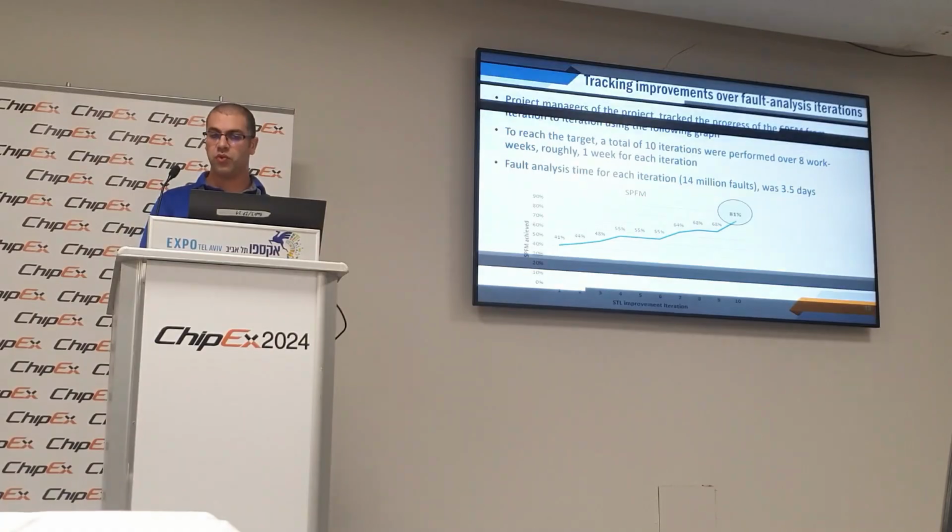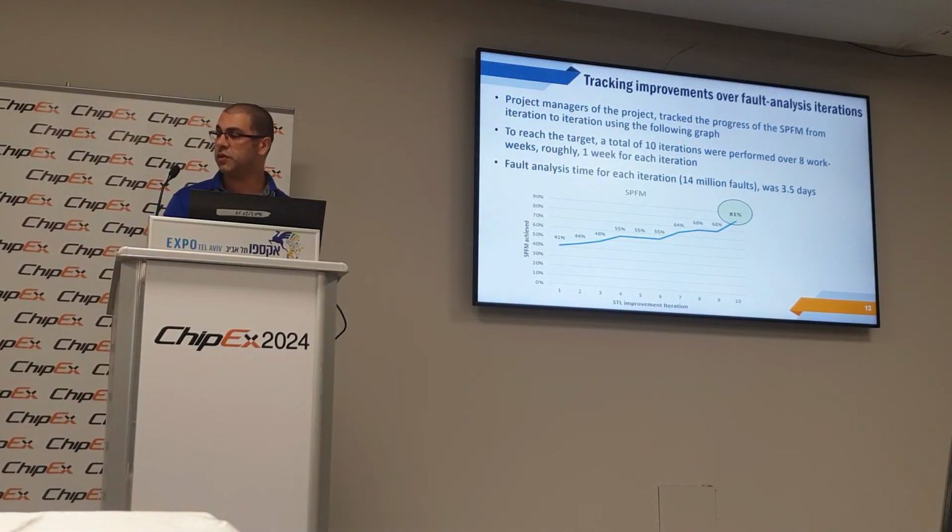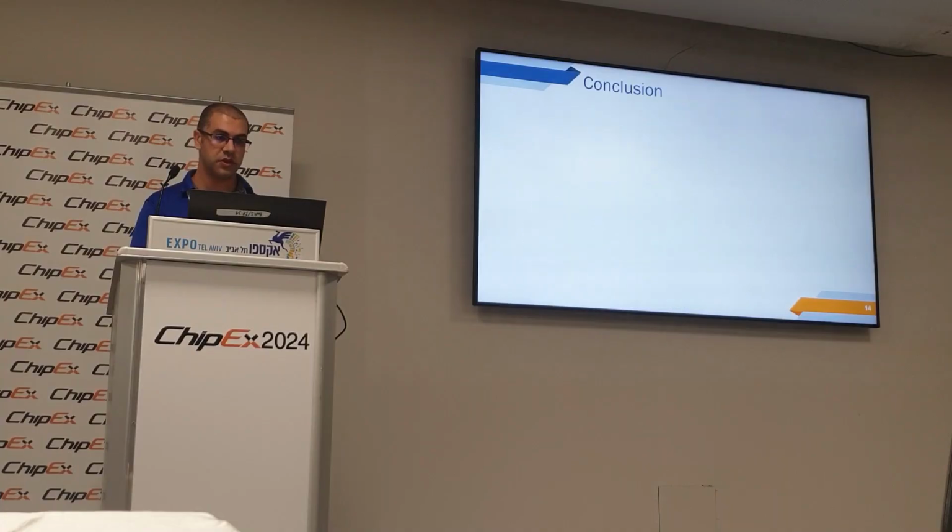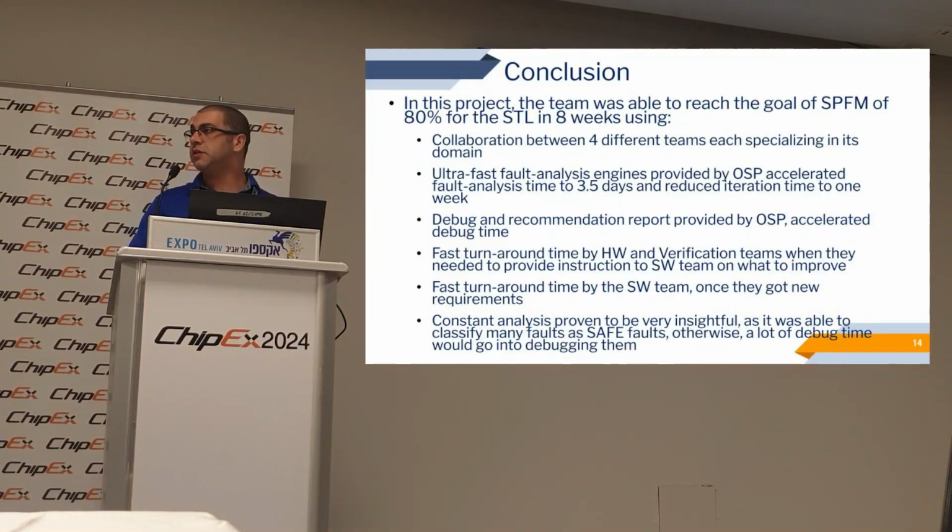The fault analysis time was about 3.5 days with the Optima Safety Platform. The design team and the software team were putting a lot of effort in order to get these results and quickly come up with a new and updated software within 3 or 4 days from getting these results. This is a very quick response time, and this is actually what allowed Ceva to finish this project and advance quickly with very few iterations.